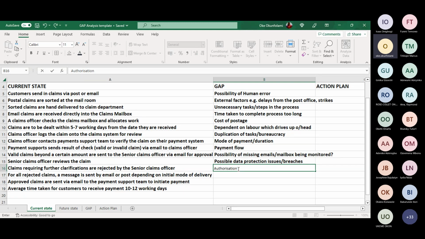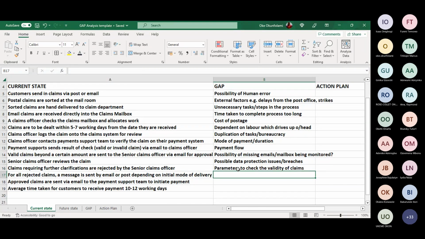Because we're saying that, let's just say, parameters to check the validity of the claim. So that is more like a question, really, as in you want to check it: is there something in place? If not, then it's a weakness. Check validity of claims. Okay, thank you.